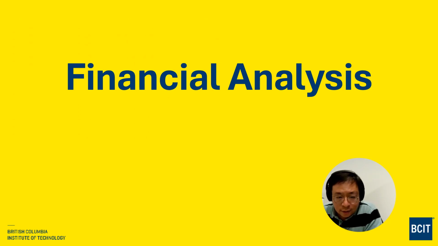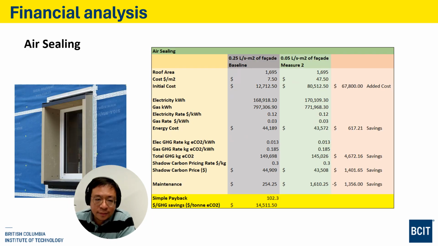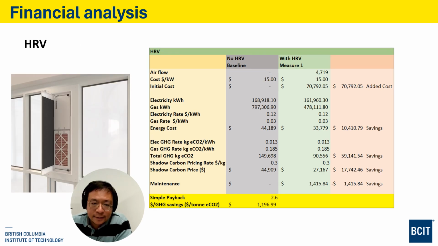Now let's look at the financial analysis. It is the cost grading. We need 34 years to pay back, and it is about $9,000 to save a ton of carbon dioxide emission. For the air sealing, it takes a longer payback time, over 100 years, and costs more to save a ton of carbon dioxide. For the HRV, a very good result.